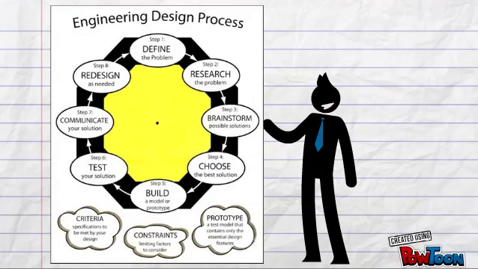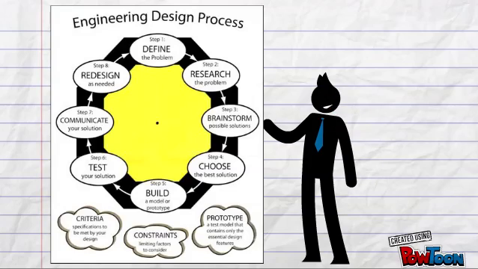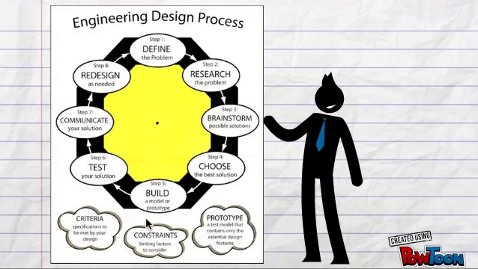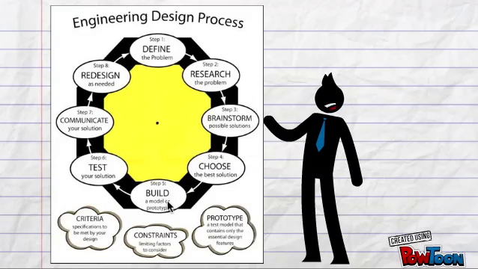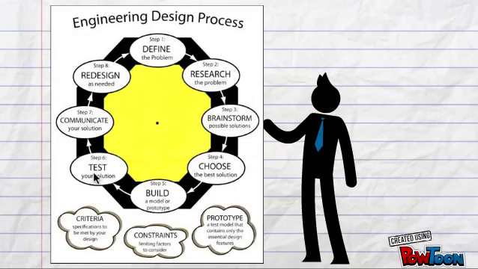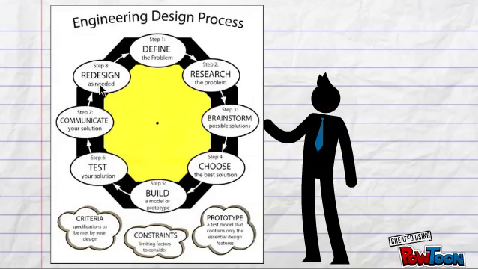The first step in this process is define what the problem actually is and set a clear goal. Next, you want to research the problem and brainstorm possible solutions. Then, you choose your best solution and build a model or prototype. Next, you'll test your solution, communicate the results, and redesign as necessary.